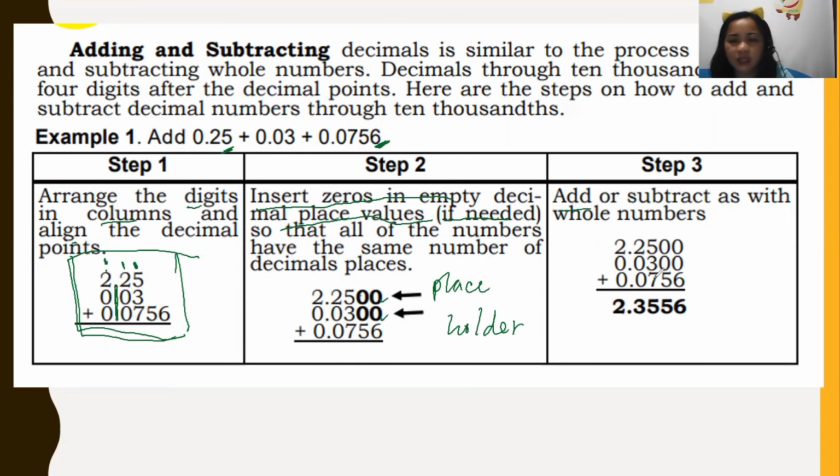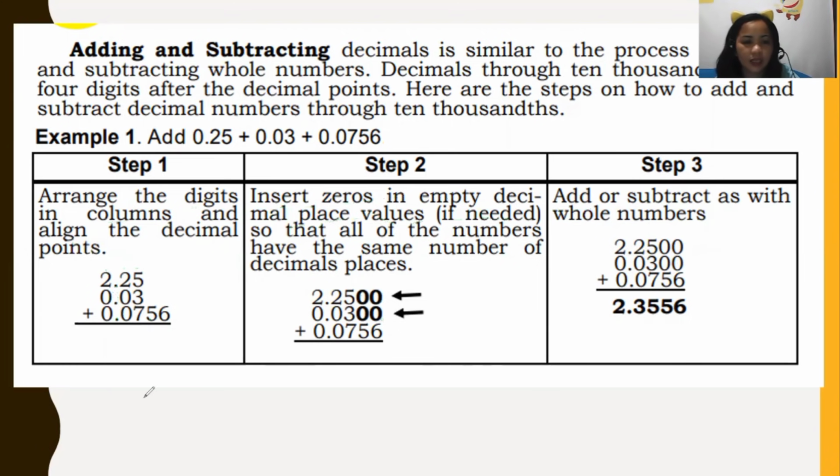Kung paano ka mag-add ng whole number, ganun din sa decimal number. So let's proceed. Here, 0 plus 0 plus 6 is 6. 0 plus 0 plus 5 is 5. 5 plus 3 is 8. Plus 7 is 15. Carry 1. 2 plus carry 1 is 3. And then 2 plus 0 is 2. Therefore, the answer is 2 and 3,556 10,000ths. So that is the answer.